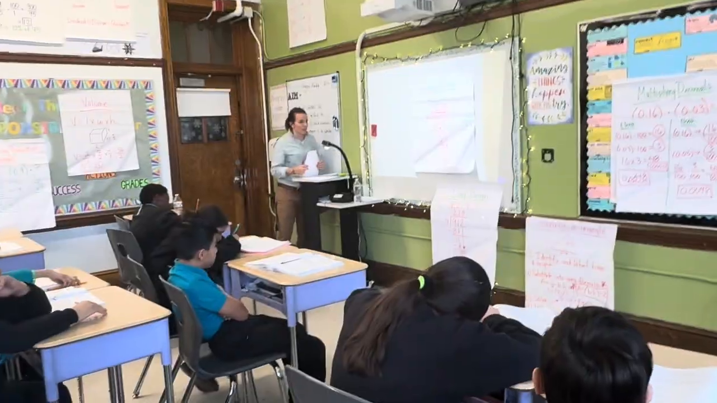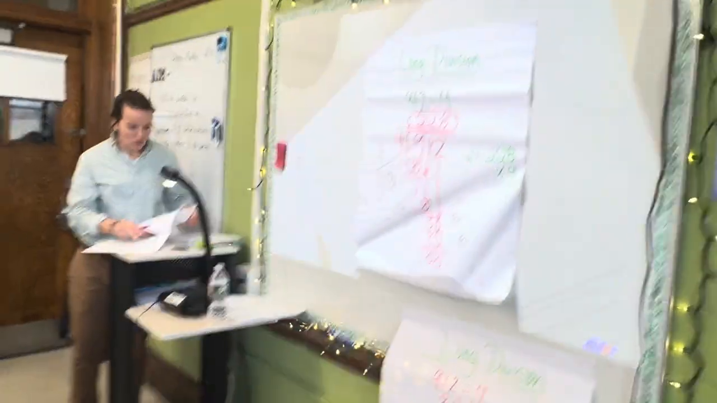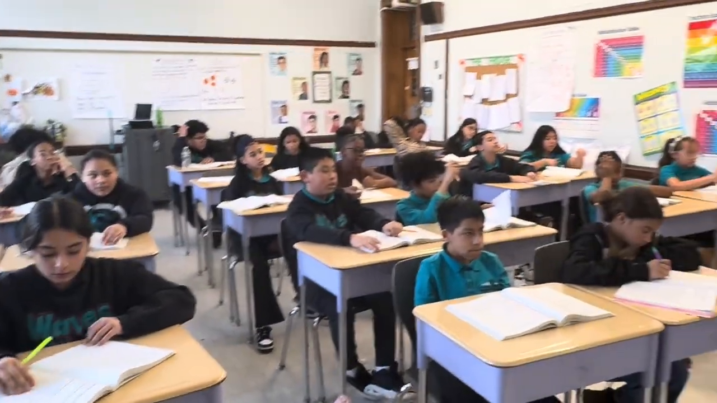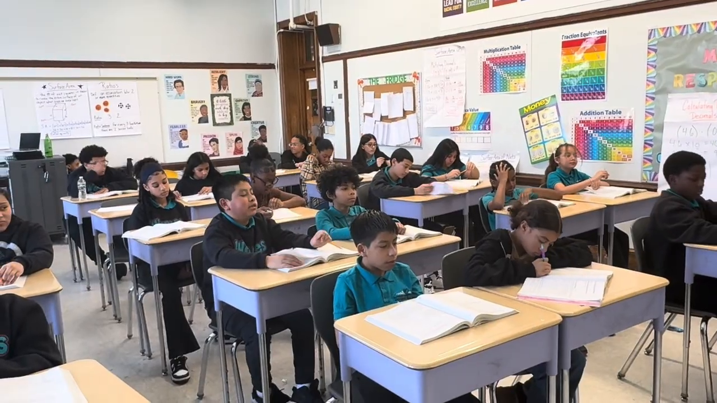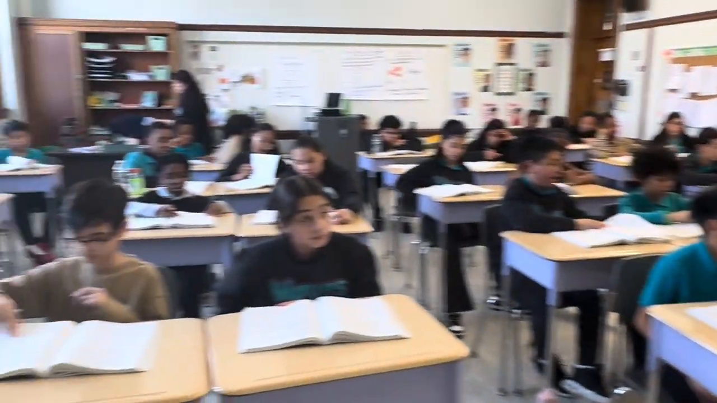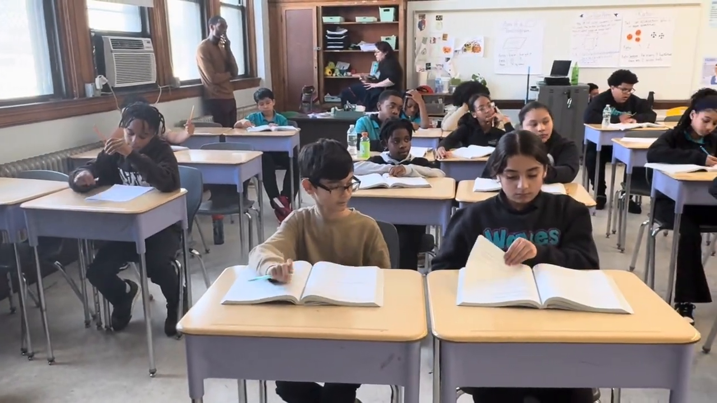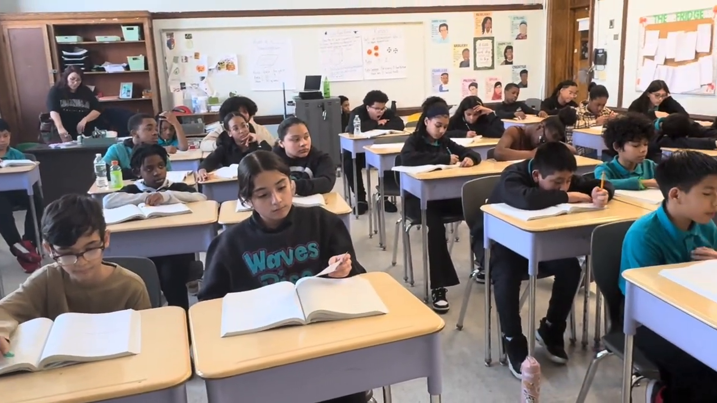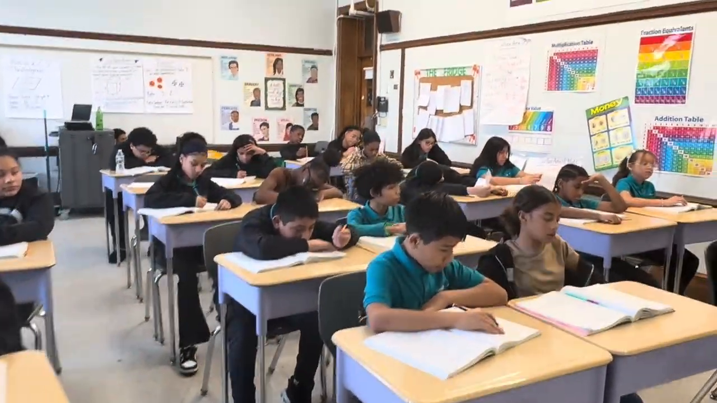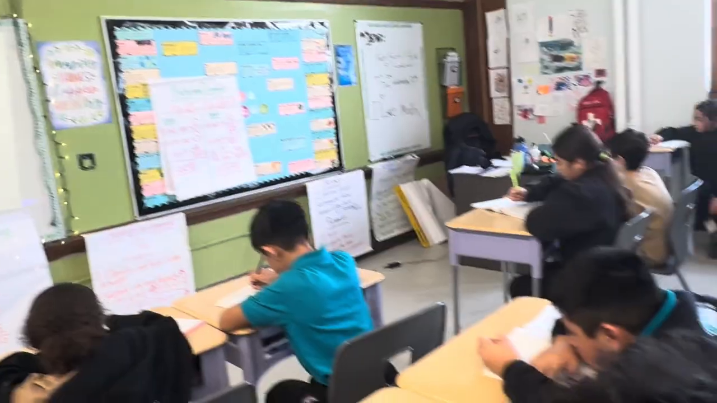So what I want everyone to do now is take a look at 10.2, question number 2A, which reads 846 divided by 3. I want you to take the next 2 minutes on page 188 and solve 846 divided by 3 using that long division strategy we just practiced. You guys can go ahead and dive in.